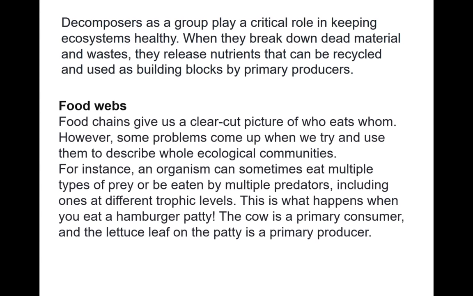So let's talk about food webs. Food chains give us a clear-cut picture of who eats whom. However, some problems come up when we try to use them to describe whole ecological communities. For instance, an organism can sometimes eat multiple types of prey and be eaten by multiple predators, including ones at different trophic levels. This is what happens when you eat a hamburger patty. The cow is a primary consumer, and the lettuce leaf on the patty is a primary producer.